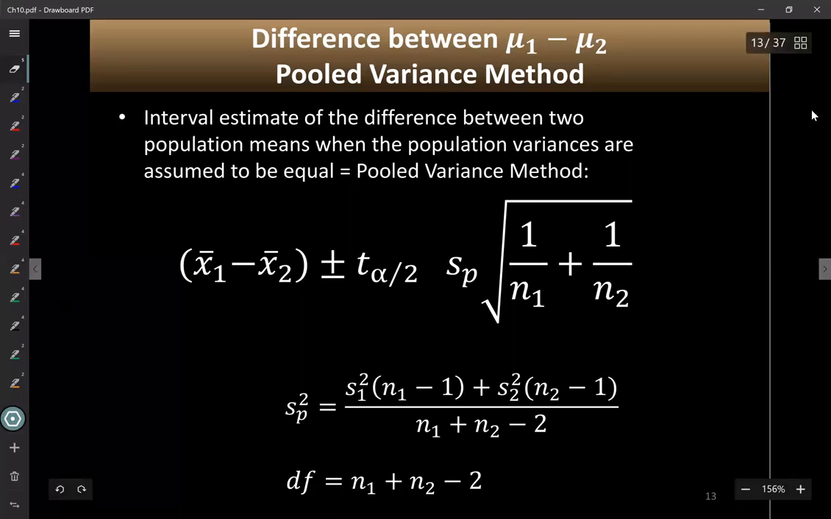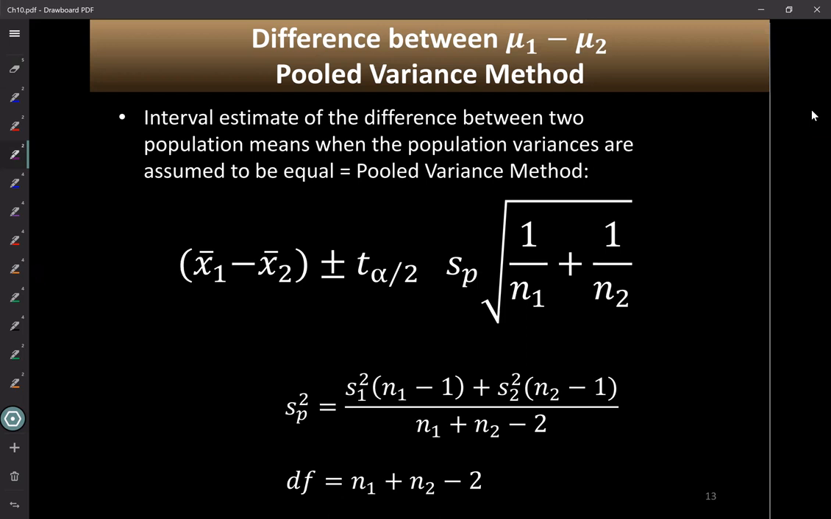This is the formula for the interval estimate of the difference between two population means when the population variances are assumed to be equal. We call this the pooled variance method. So this is the part that's different than the confidence intervals we've been looking at. And the S subscript P comes from here. So this is the pooled variance, S squared subscript P for pooled.